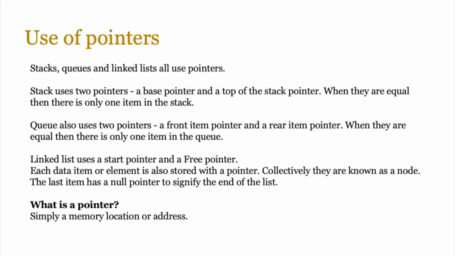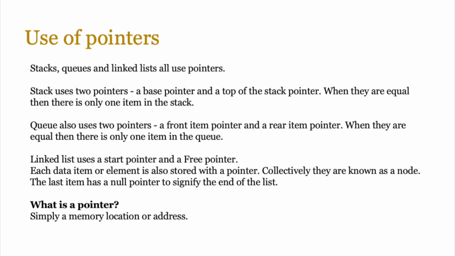Linked list, on the other hand, has a start pointer and a free pointer. But for every data item or element that's in the linked list, there's also a pointer attached to it. So if you've got 10 items, then you've got 10 pointers plus the two that you're using at the start of the list pointer and a free pointer. Now, if the free pointer gets to -1, that basically means the linked list is full. Each data item and its pointer is collectively known as a node.